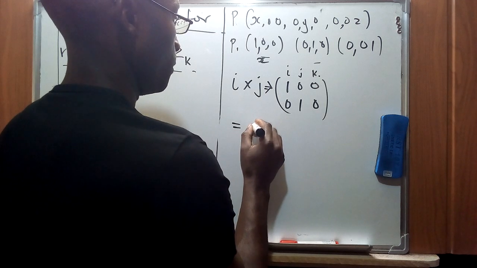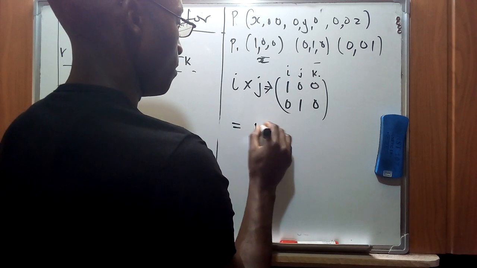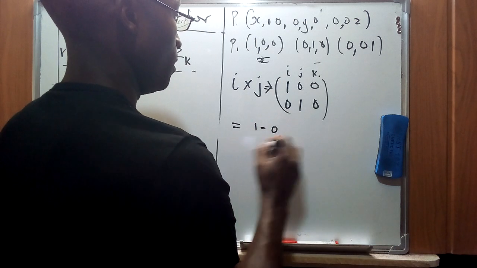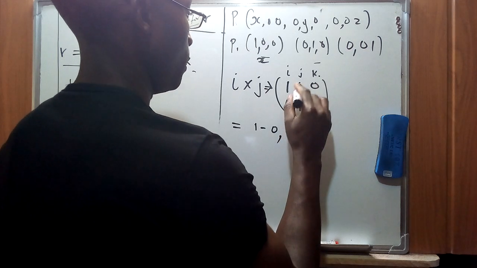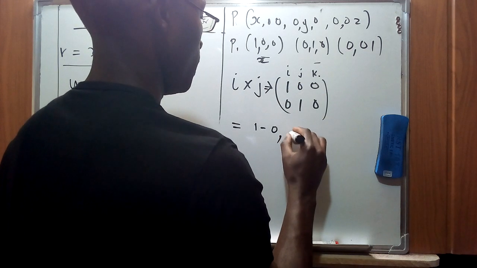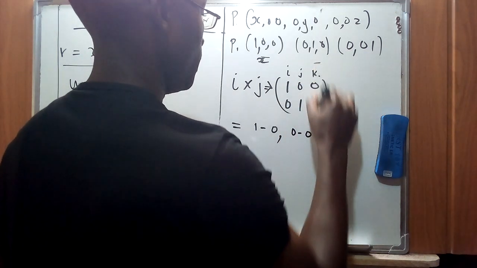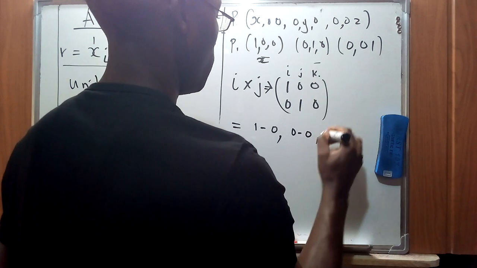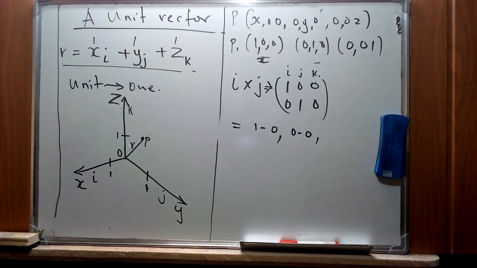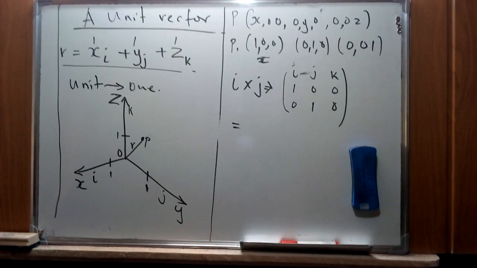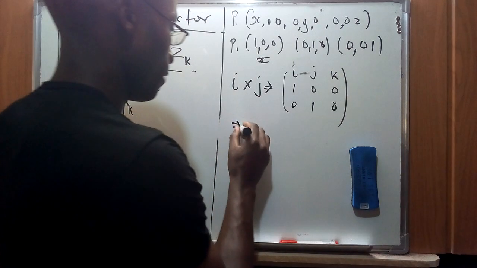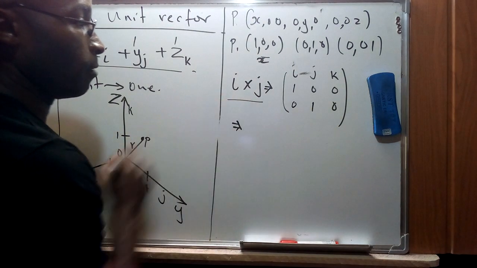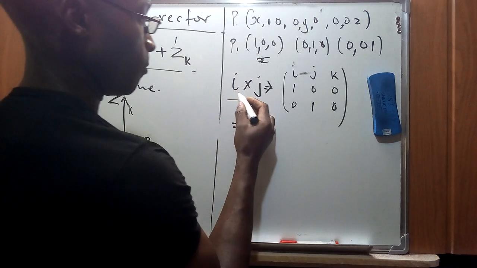So I'm going to find it by first ignoring the first column. Therefore, this is 1 minus 0, and then this is 1 minus 0, and then ignoring the second column, 0 minus 0. Let me just confirm that. So that is correct. We just have to find the determinant of that. That's the cross product of i and j.